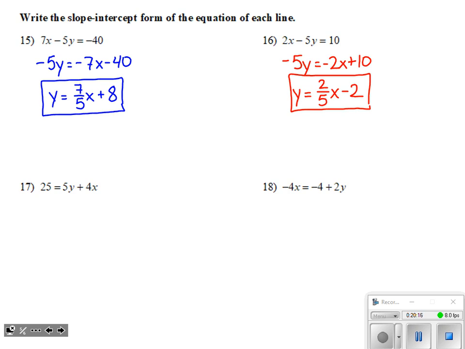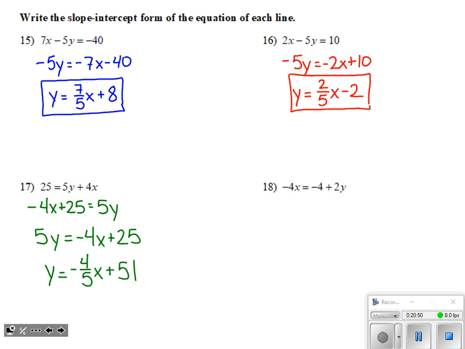For number 17, here this is going to be kind of interesting. I'm actually going to subtract 4x from both sides. Because when I do that, I've isolated the y term, and because these two things are equivalent, it doesn't matter if I write that as 5y equals negative 4x plus 25. It's like the reflexive property from geometry. All right, final step is just to divide everything by 5. So we can see that y equals mx plus b format.